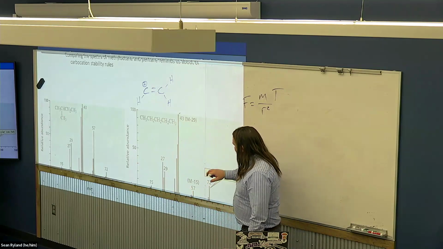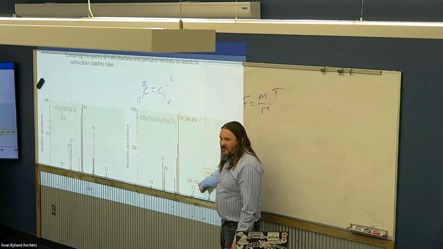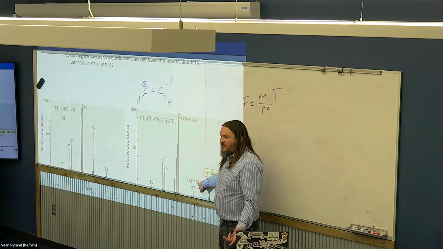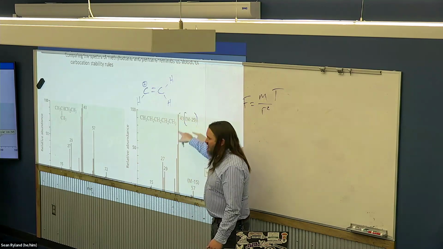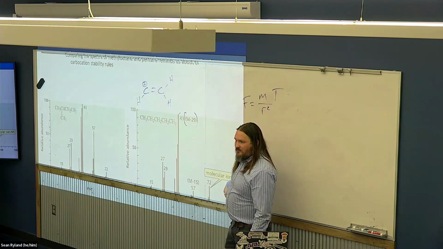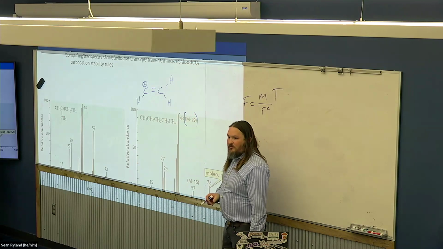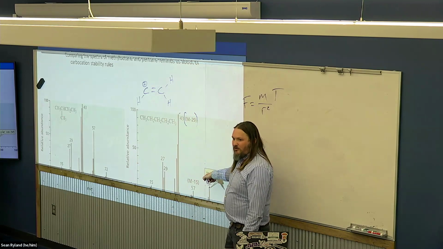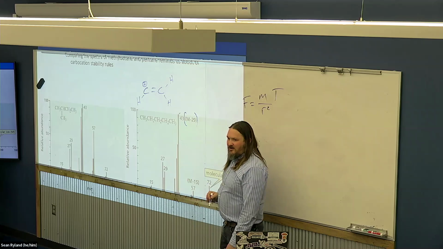If you can explain things like the M-15 peak. The M-15, that is we lost a methyl group, right? In this notation, the capital M represents the molecular ion. So M-15, M-29, those are both important because they show that there's a methyl group you can easily knock off. It shows that there's an ethyl group you can easily knock off.